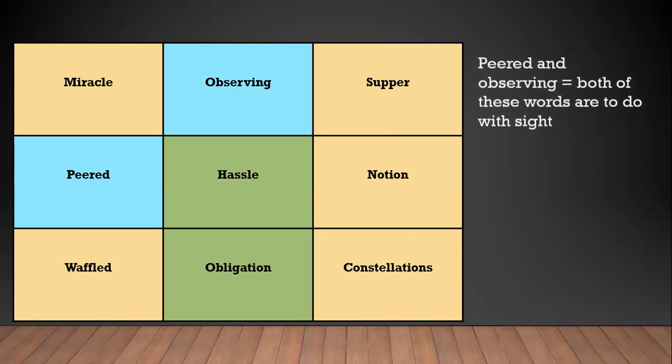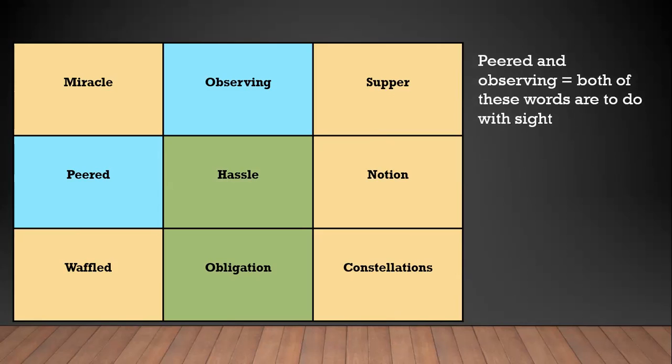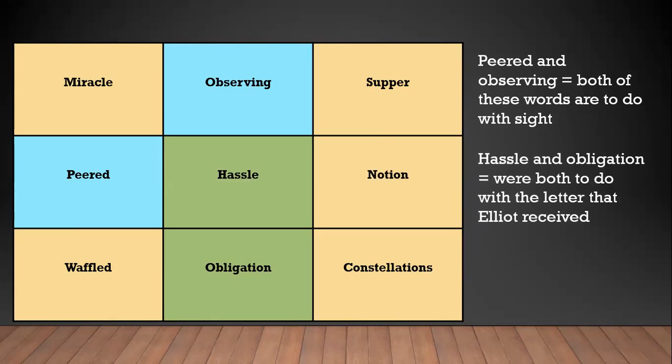Okay, peered and observing, I put in that both of those words are to do with sight. Peering is to do with looking at things. Observing is to do with looking at things. So they're both, the definition of both of those words is because they're both to do with sight. Hassle and obligation, I put those together because in the story, they're both to do with the letter that Elliot received. So that's how I linked them.